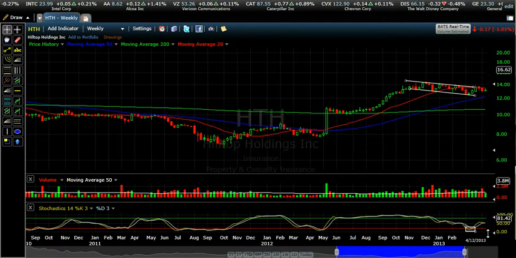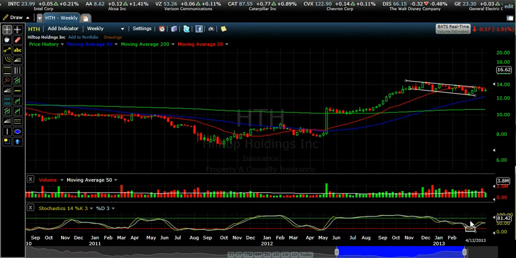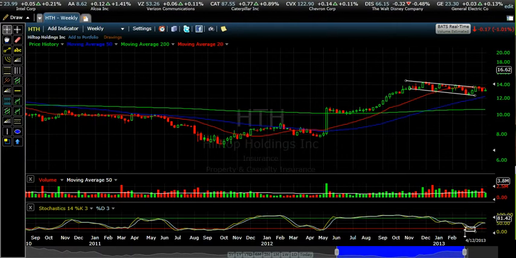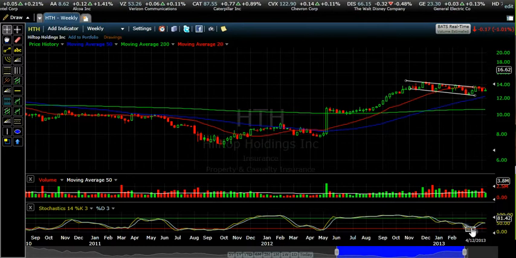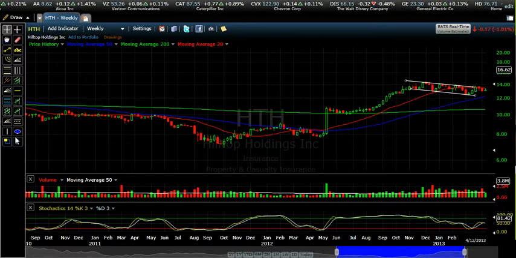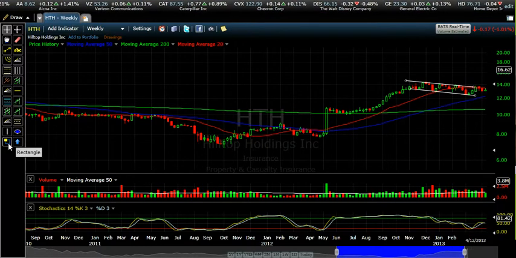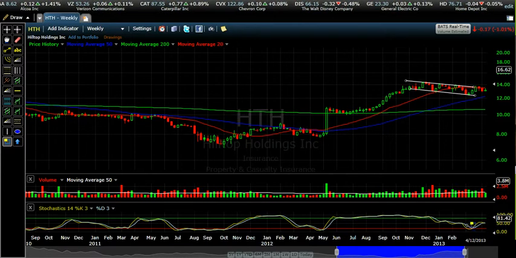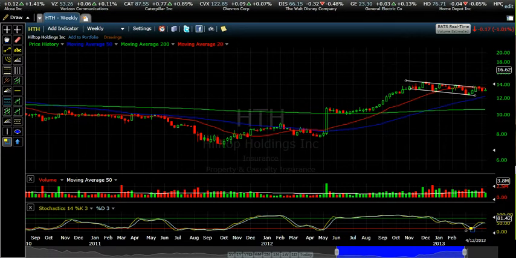Next, you wait for it to go oversold, which we talked about earlier. It does go oversold, and once it does, let me show you real fast. I click here on this tool, the rectangle, and I just highlight the area where it's below the red line.